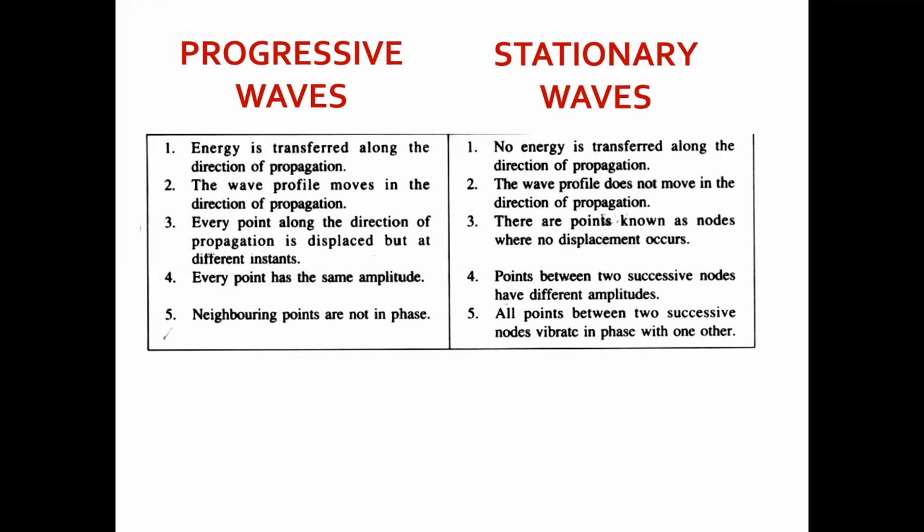Energy is transferred, I'm reading from the left, along the direction of propagation. Now, in stationary waves, no energy is transferred. All points are important, but the last one: neighboring points are not in phase. Here, all points between two successive nodes vibrate in phase with one another. That is why the famous question comes: what is the phase difference between two points between two nodes? The answer is 0. Why is it 0? Because the neighboring points are exactly in phase. You have to read these two points and ask any question you want on this sheet.